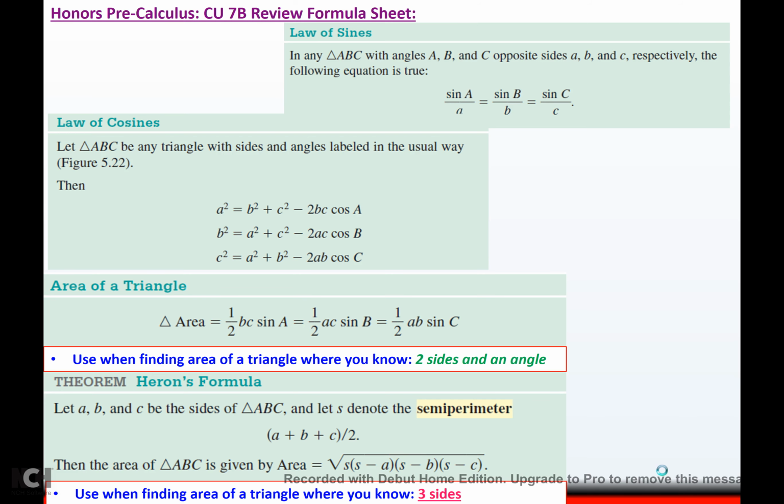Today we're going to review for your CU7B test. Here are the formulas that you need to know. You need to know your law of sines, your law of cosines, how to find the area of a triangle when you know one angle, and how to find the area of a triangle when you know all three sides.